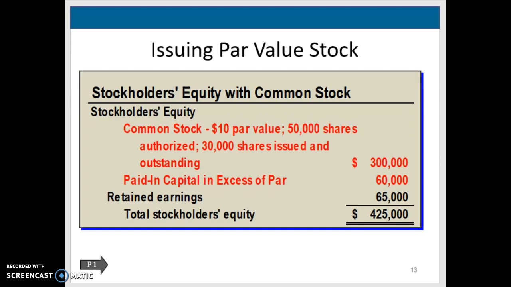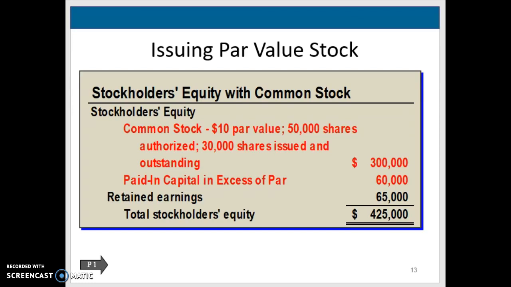Here we can see that we issued 30,000 shares for a total of $300,000, and we had paid in capital in excess of par of $60,000. Those amounts get put into our stockholders' equity section. In this example, we had retained earnings of $65,000. We add all of that up, and that gives us our total stockholders' equity. All right, so that's how we look at it if we received cash for issuing that stock.